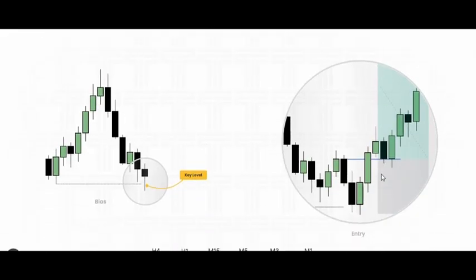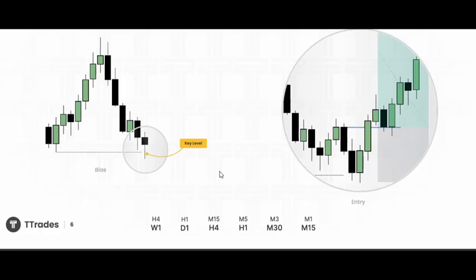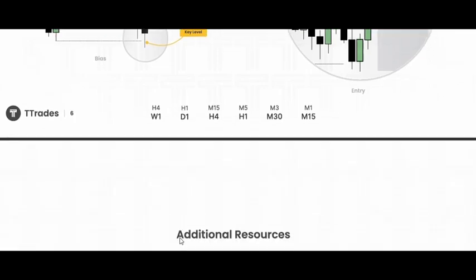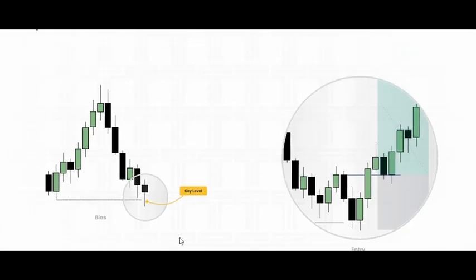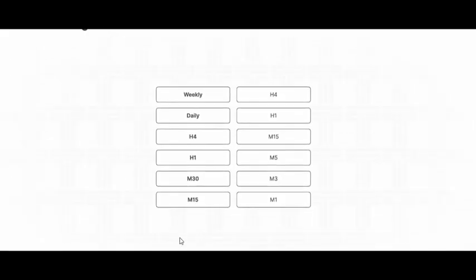So you have an example here. This is your bias. Your bias is moving from this external to the internal. So now you have to go for your entry, where you are going to see the change of state of delivery and all of that in the lower time frame. I hope you get it now. All right, so you can take a screenshot of this. Thank you.